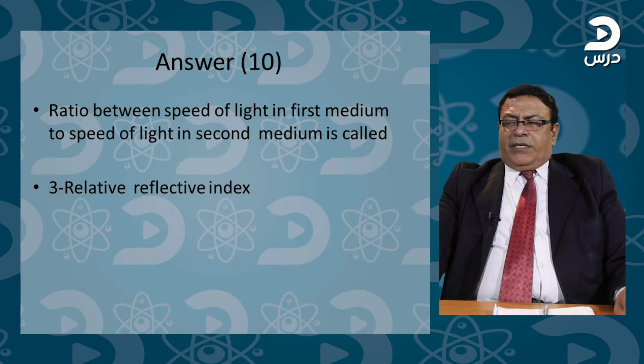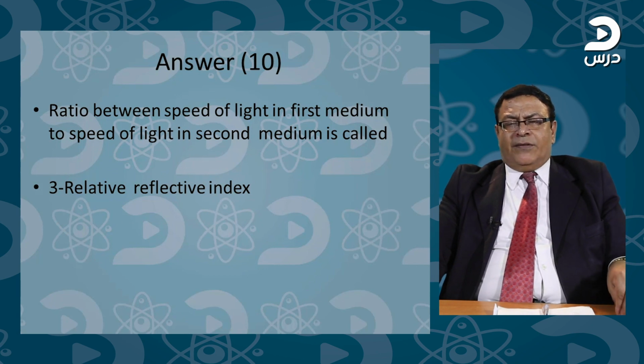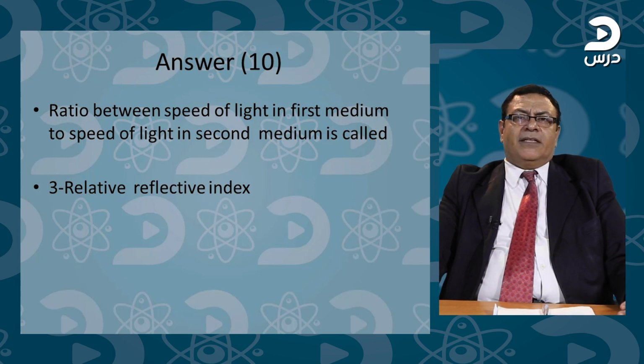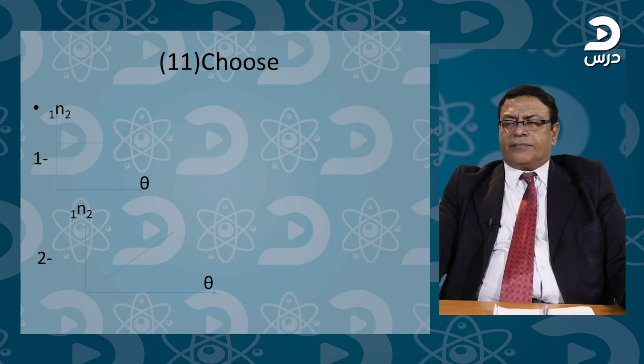The ratio between the speed of light in air to the speed of light in a medium is the absolute refractive index, while the ratio of the speed of light in the first medium to the speed of light in the second medium is the relative refractive index. So n equals the speed of light in the first medium to the speed of light in the second medium, two different media different from each other. No error.